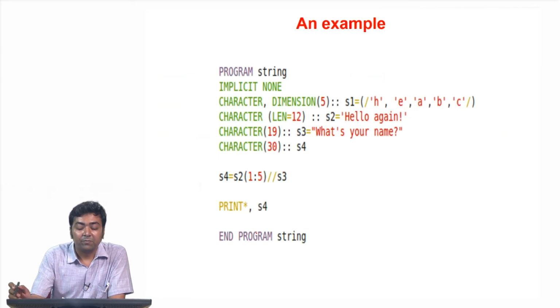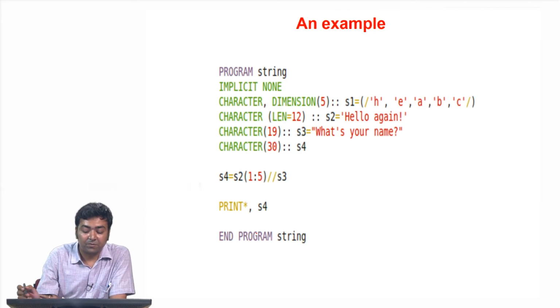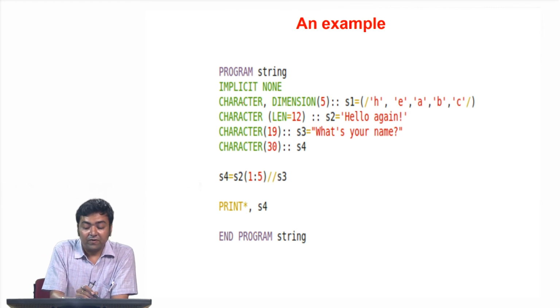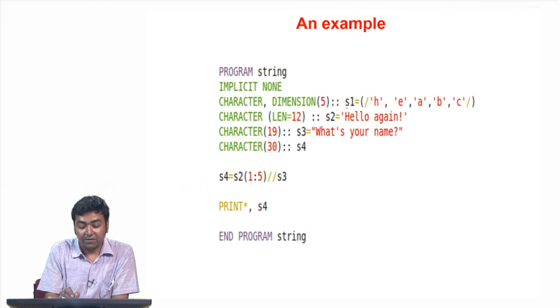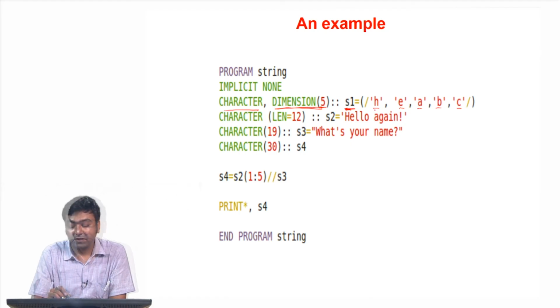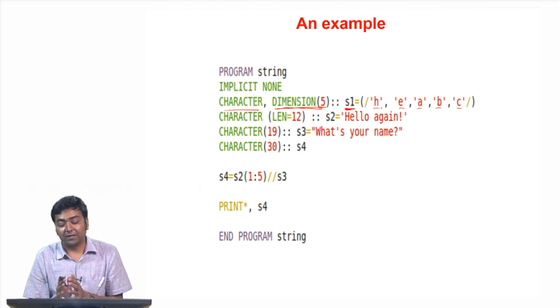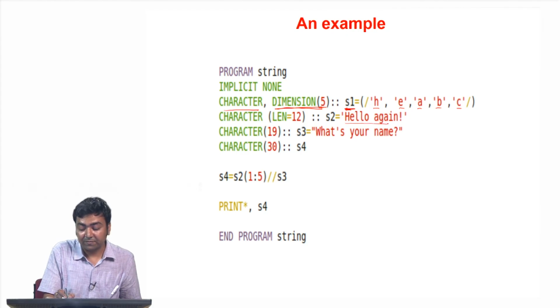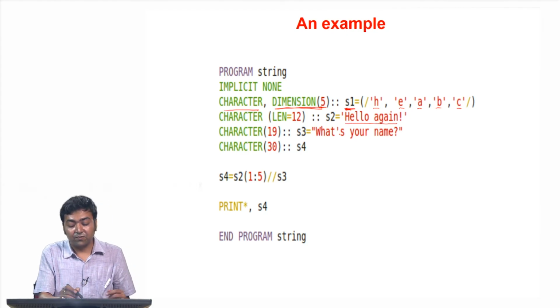So, here is an example of a program where one can use these types of string based arrays. One way is you define a variable name which you declare as a character type, and you assign it a dimension of 5, and then you separately save these 5 letters. But suppose one wants to store this statement, hello, again. How does one do that? In that case, one uses this length statement.